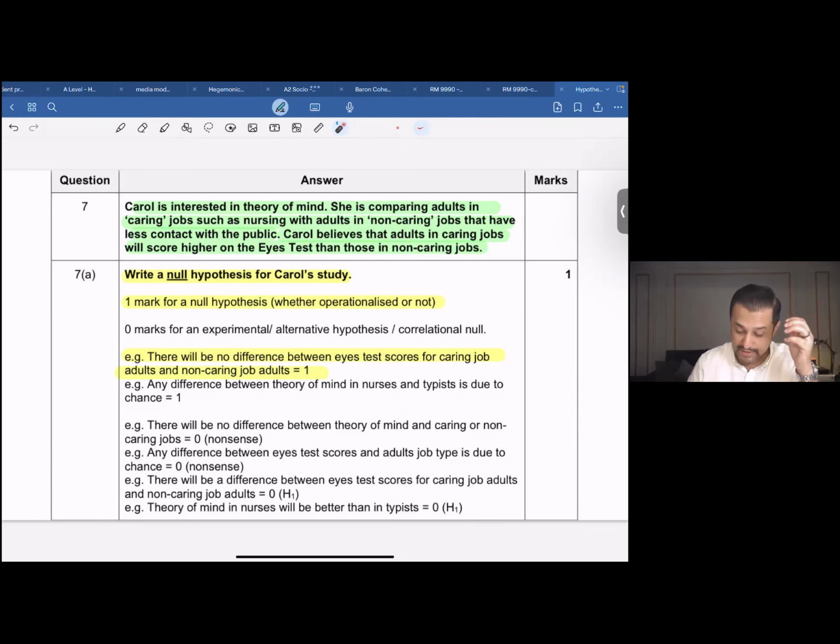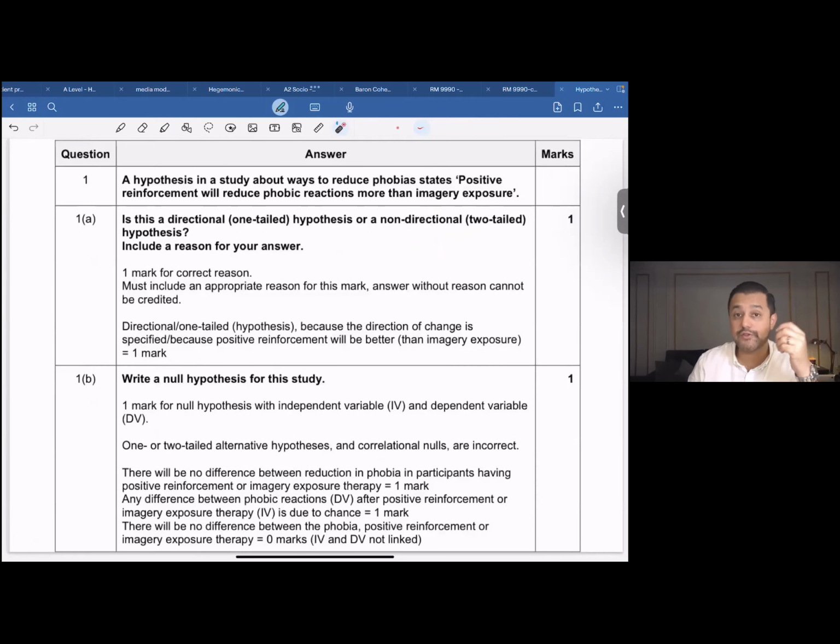You might as well pause this and read through the other examples. The next question over here, real quick: a hypothesis in a study about ways to reduce phobia states positive reinforcement will reduce phobic reactions more than imagery exposure. Is this a directional one-tailed hypothesis or a non-directional two-tailed hypothesis? Include a reason. You need to write down if it is a directional or non-directional hypothesis, and then you're expected to include a reason for your answer as well. This could be a 2-mark question as well, but in this specific question, the examiner allotted just 1 mark to this.